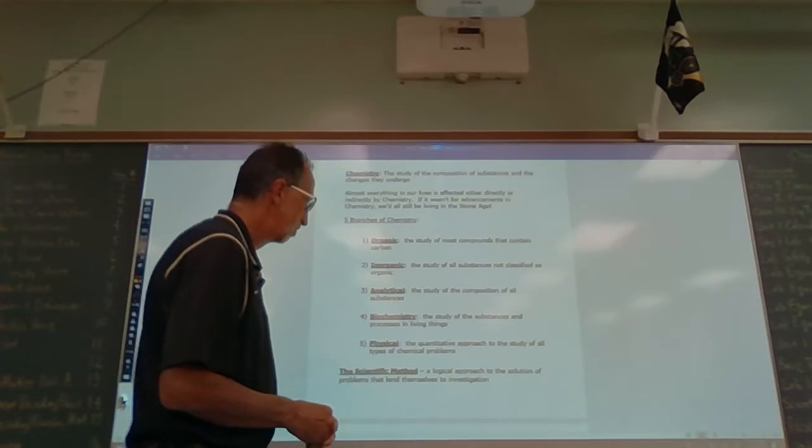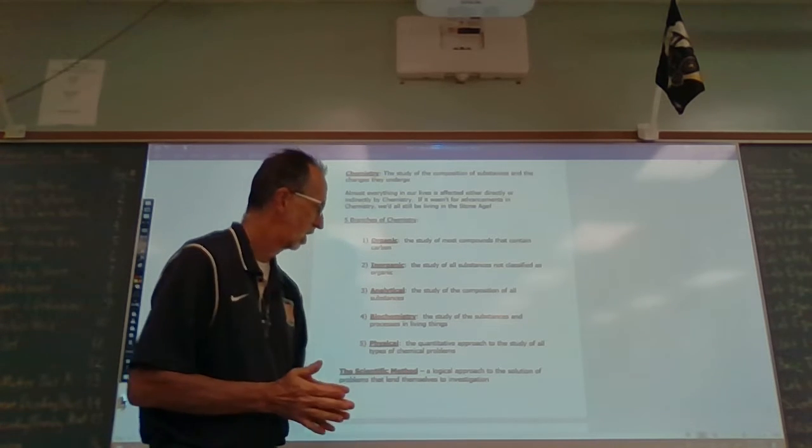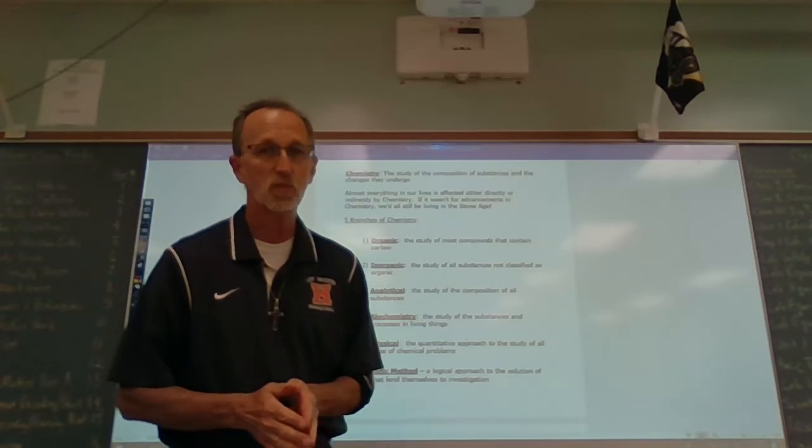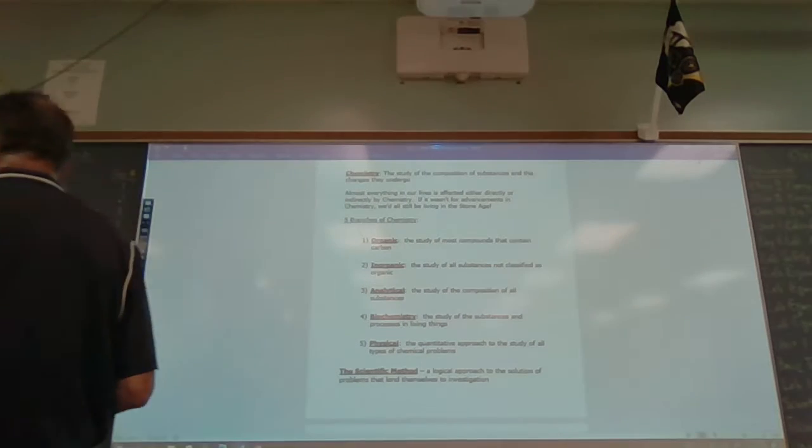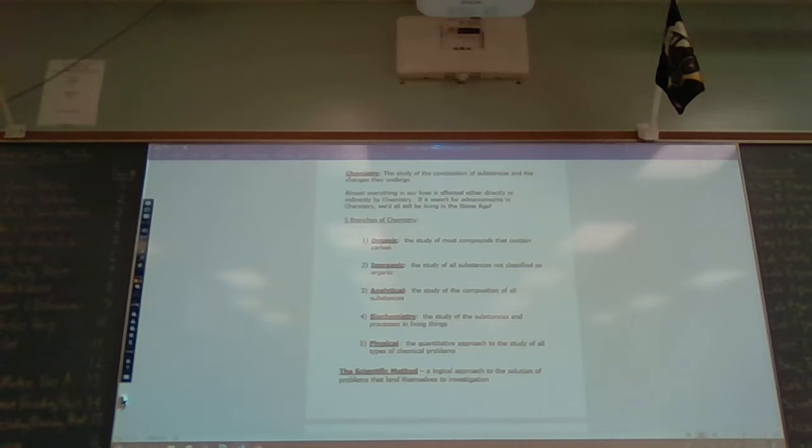And then physical chemistry, the quantitative approach to the study of all types of chemical problems. Man, that's where it's at. Like I said, in chemistry, we record a lot of numerical data, and then we take that data and manipulate it in a multitude of ways to get answers to things. All right, and so we are going to do a lot of that throughout the year. Okay, advance here.